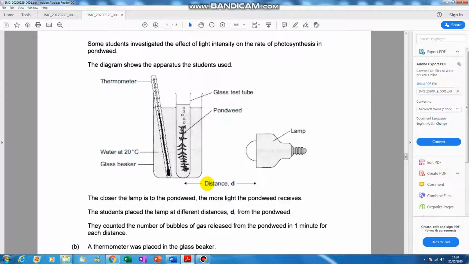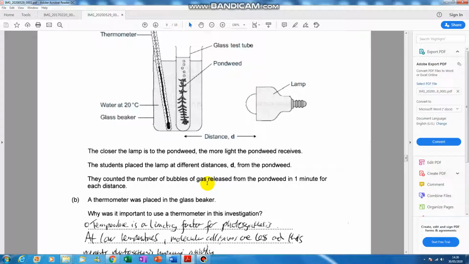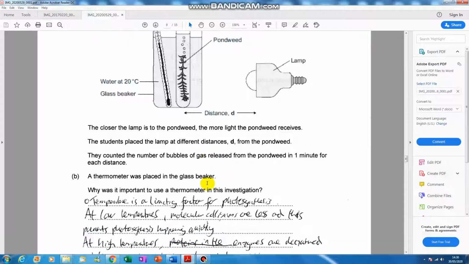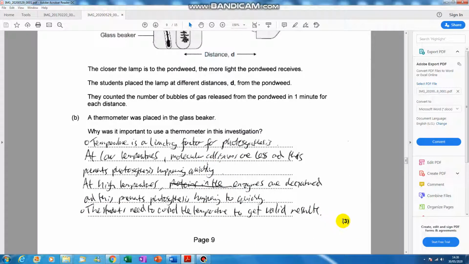The students place a lamp at different distances, d, from the pondweed. They counted the number of bubbles of gas released in a minute for each distance. A thermometer was placed in the glass beaker. Why was it important to use the thermometer in this investigation? So we have to say 3 things because it's 3 marks.